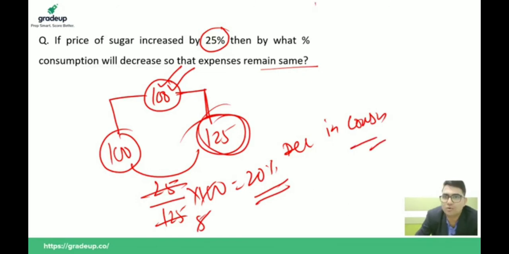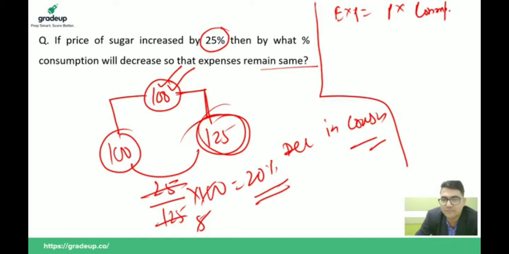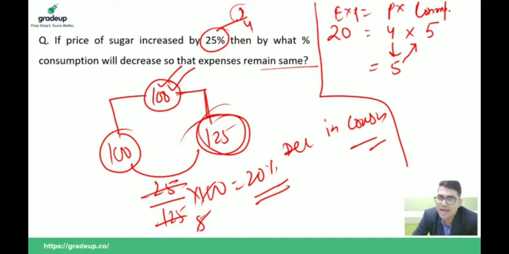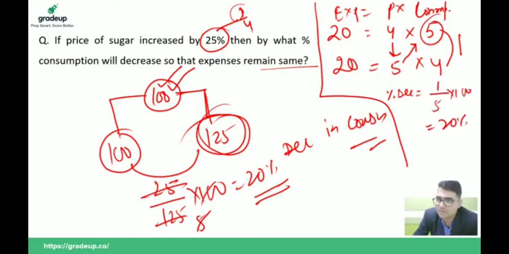Or you can do it by the other method also. As you can see, expenditure is equal to price into consumption. I can write this as 1 by 4. Let the price be 4. This increases by 1, so this will become 5. Now let consumption be 5. Then expenditure will be 20. Expenditure should be the same. If this is 20, this is 5, then this should be 4. So consumption decreased by 1 unit. So the percentage decrease in consumption is 1 unit out of 5, then what at 100? That is 20%. Alright, guys, is it clear to all of you? These methods are okay. You can go by either of these two methods.